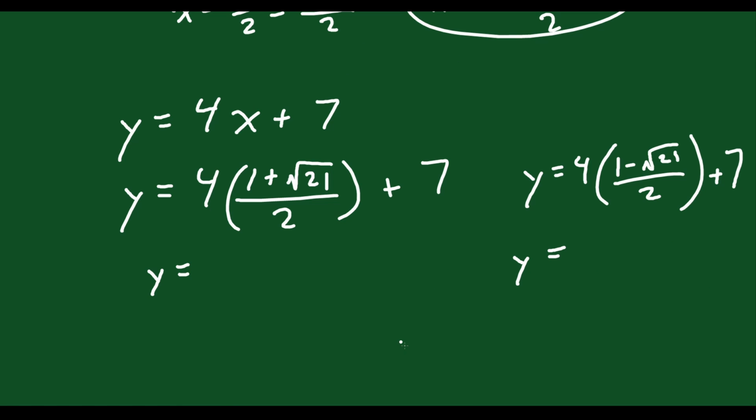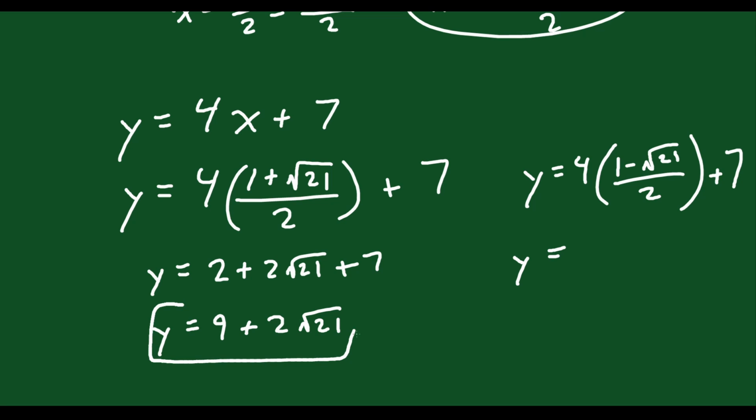So this first answer, what's going to happen? Well, 4 over 2, that just turns into 2. So 2 times these, you're just going to get 2 plus 2 root 21 plus 7. That becomes 2 plus 7 is 9, so 9 plus 2 root 21. So you get that as your first answer.